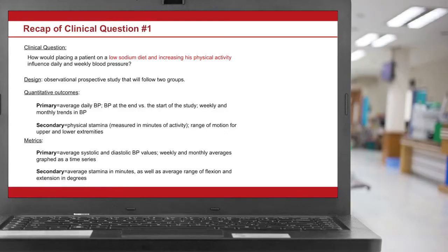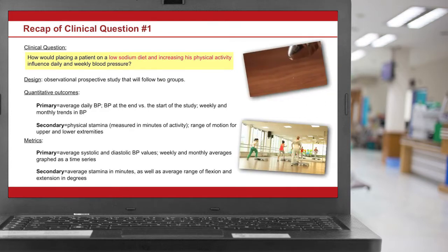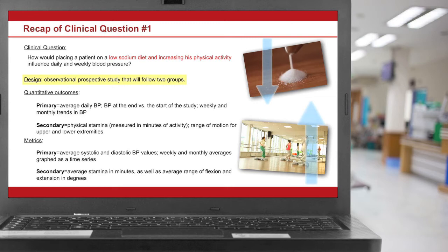Before we give examples of write-ups, you'll recall that in Module 2, our first clinical question focused on the influence of two variables, sodium intake and physical activity, and how a decrease in one and an increase in the other could lead to changes in patient blood pressure. We will use a prospective study design, and our outcomes will include average daily blood pressure and physical stamina. Our metrics will include systolic and diastolic blood pressure values and average stamina in minutes.